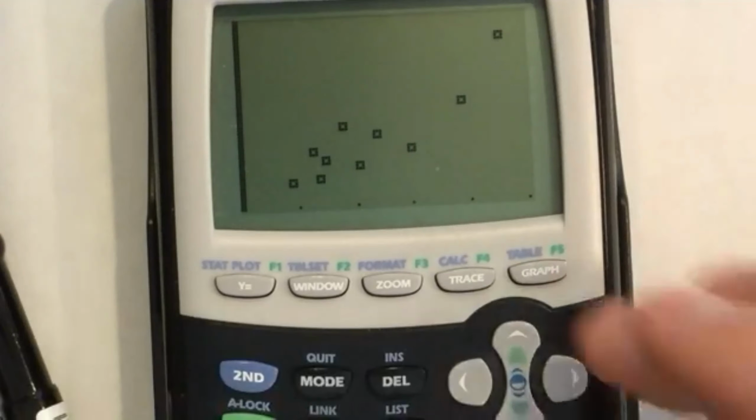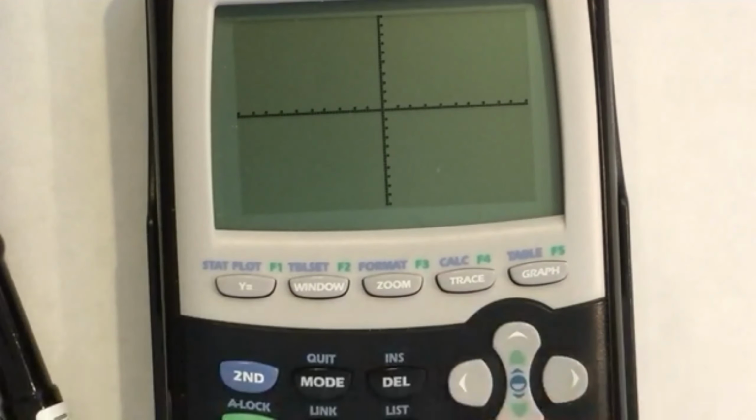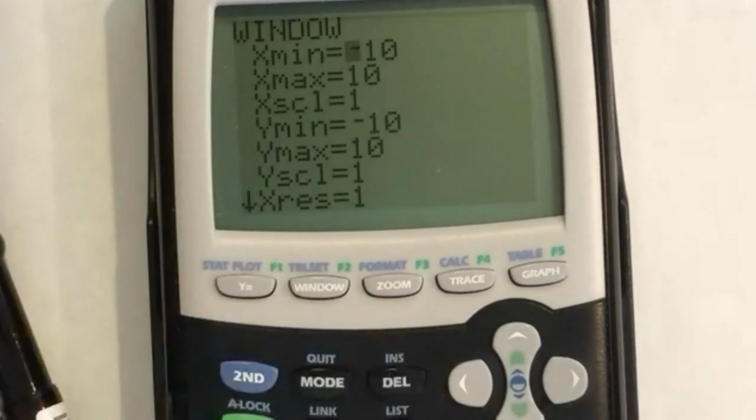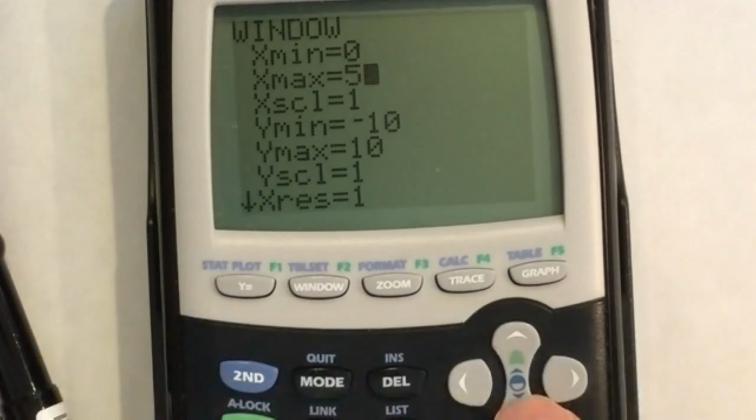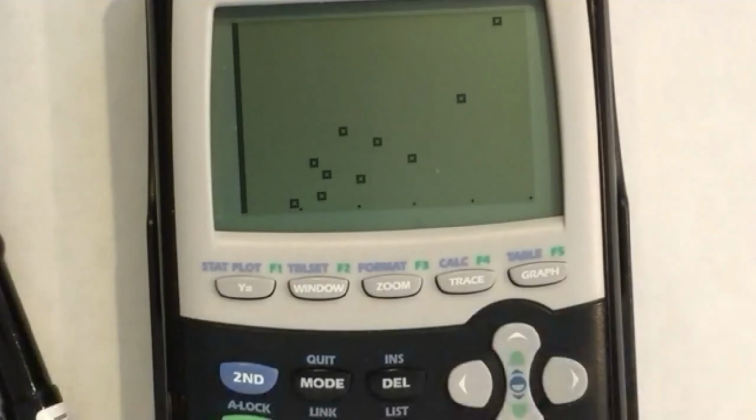But oops, probably some of you, when you pushed the graph button, got just this, with no data. That's because by default, your window zooms to -10 to 10, -10 to 10, and of course our CO2s are over there around 500 or so. So you're going to need to adjust the window to be able to see the data. You can push the window button and adjust it manually. The X's look like they were going 0 to 5, and the Y's about 200 to 1200. Then you can push graph and you should see your data.